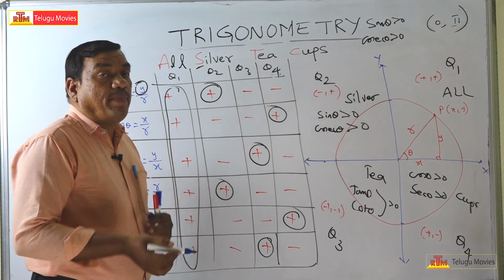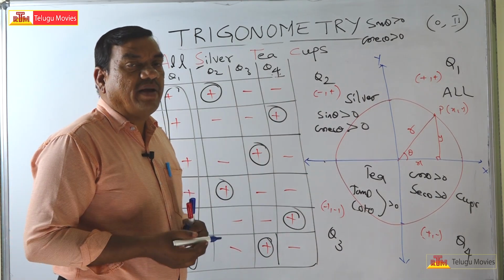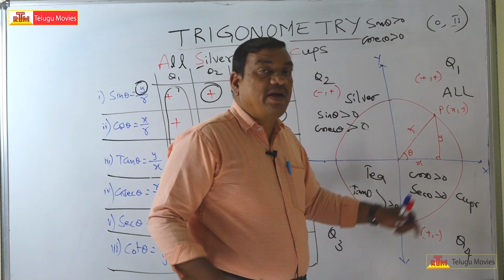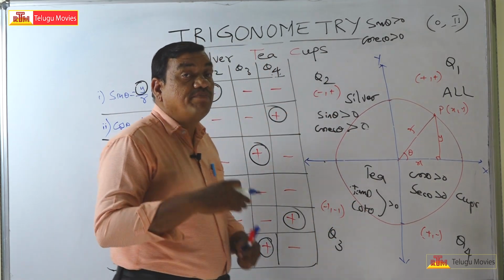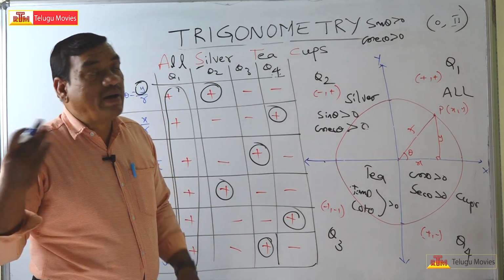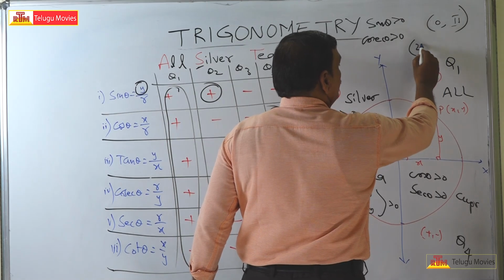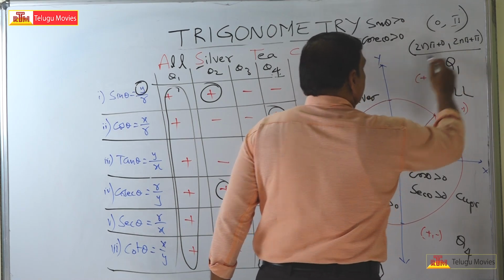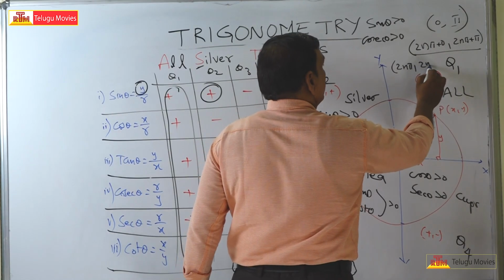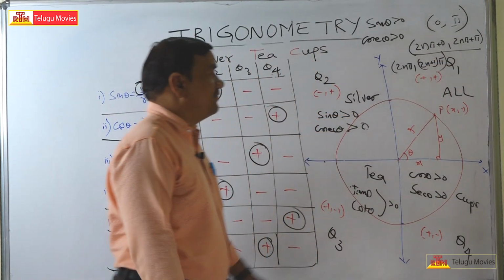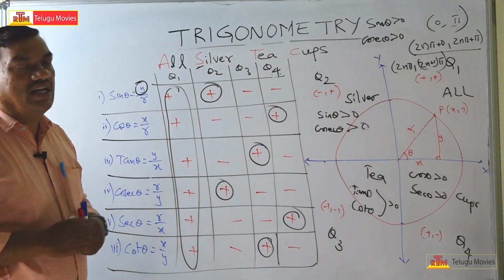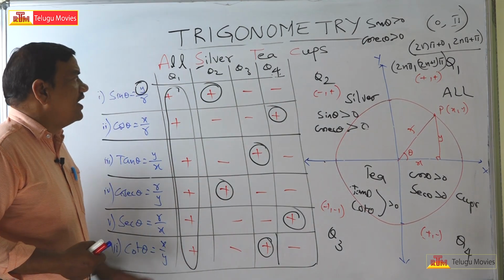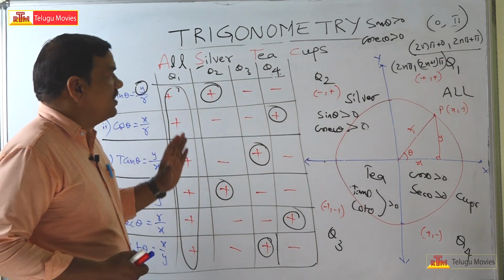So, if you add 2n pi, what does 2n pi mean? 2 pi, 4 pi, 6 pi: if it completes one revolution, it is 2 pi; if it completes two revolutions, 4 pi, 6 pi, like that. So this is 2n pi plus 0, and this is 2n pi plus pi. That means the interval (2n pi, (2n+1) pi). For those angles also, sin theta and cosecant theta are positive. That means for those intervals you add 2n pi, and these rules work out. I hope you understand this, all silver tea cups.